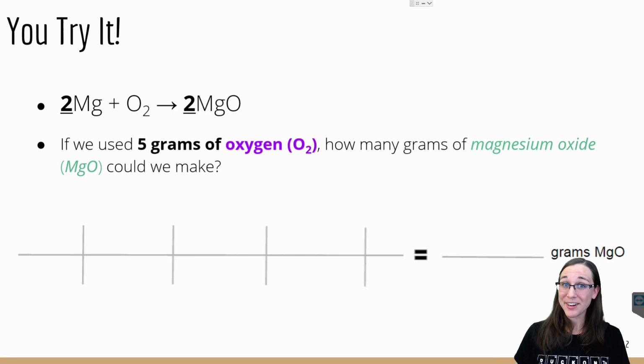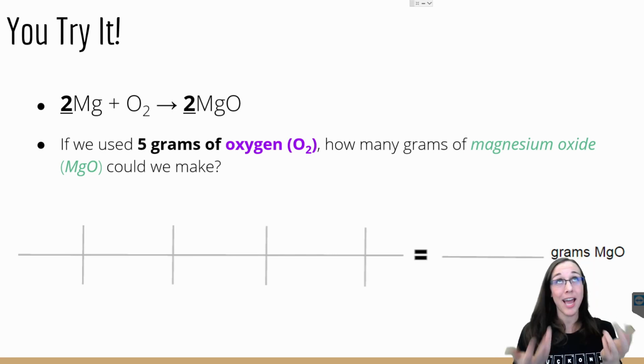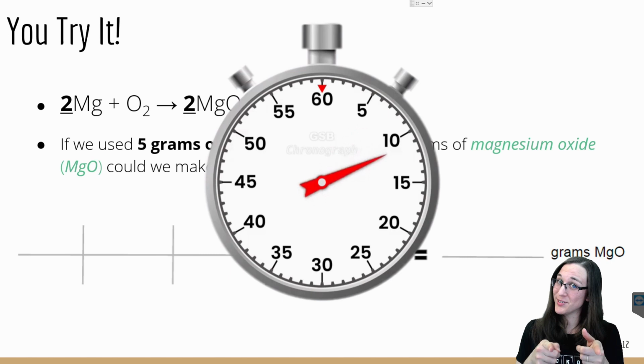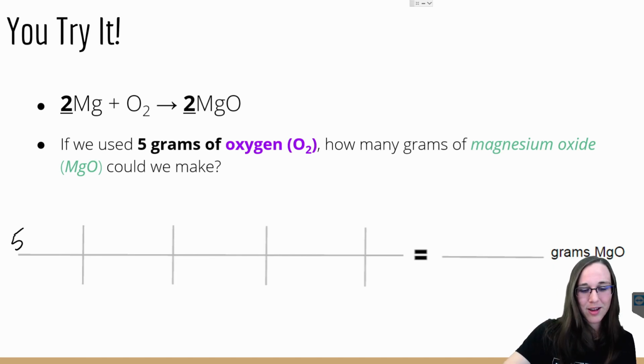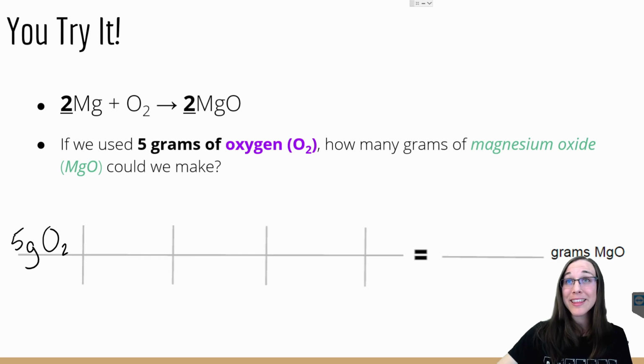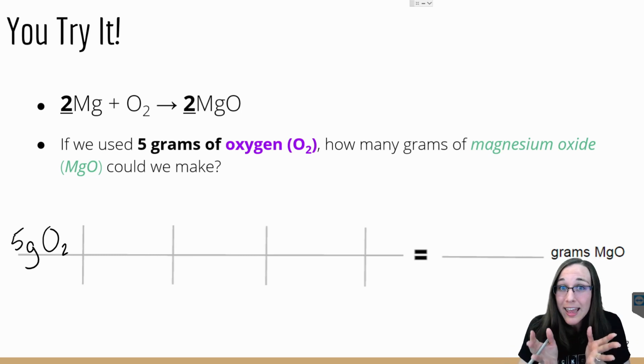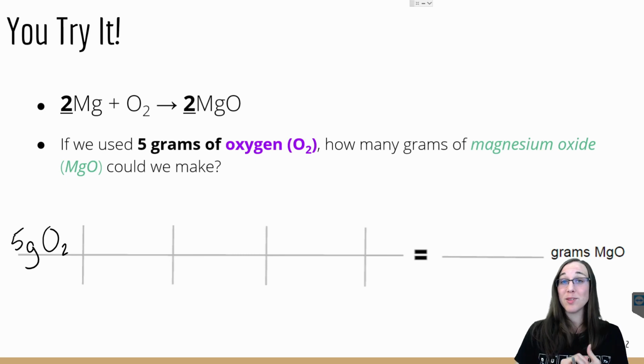Now that we've tried one together, go ahead and pause the video now so you can try it too. Just like before, we're going to take our 5 grams of oxygen as our given and put it as the first thing on our magical line to freedom. Notice I've already set it up for you with the equal sign, the space, and our goal units of grams of MgO. Aren't I nice? I set it up for you. Oh. Okay, so 5 grams of oxygen, and I'm going to label everything because labeling is muy importante in this stage of chemistry.